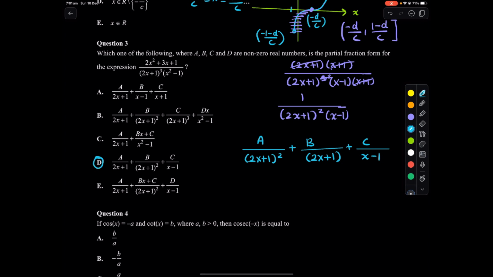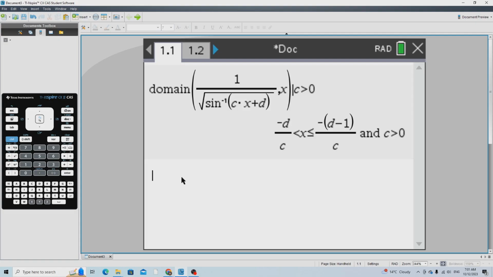Looks like D is your answer, yeah? 2x plus 1, so 2x plus 1, A plus C. Yes, looks like D. If you want to double check your answer, you can do that using your CAS. Here's how you do it. What you just do is go on expand. You want to expand this whole thing.